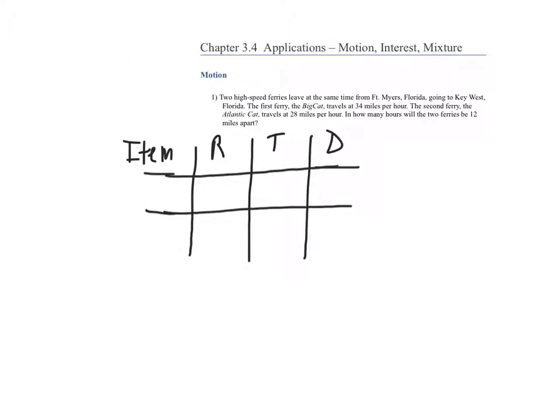So here's the standard chart that we would be using. The top row, we are going to have the first column be called whatever item, the two different items we're talking about, then rate, time, distance. So the two items in this problem are the two different ferries, the Big Cat and the Atlantic Cat. So they are traveling from the same place. They're leaving from Fort Myers and going to Key West.